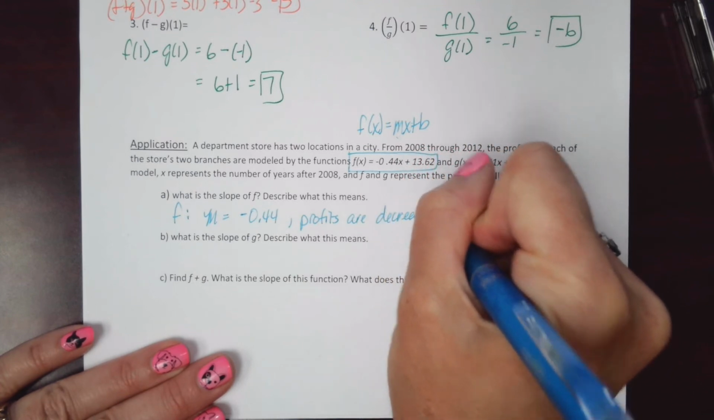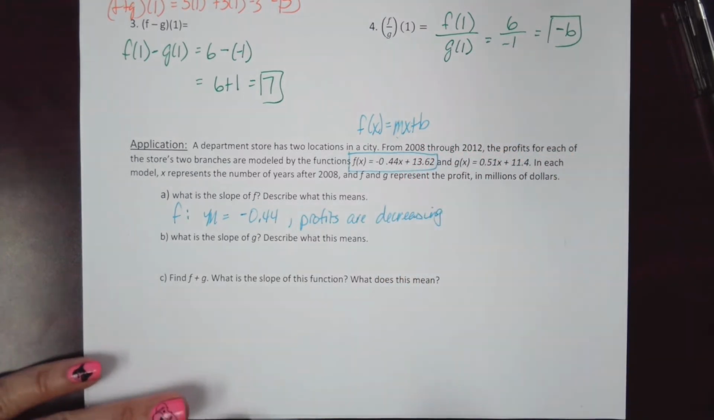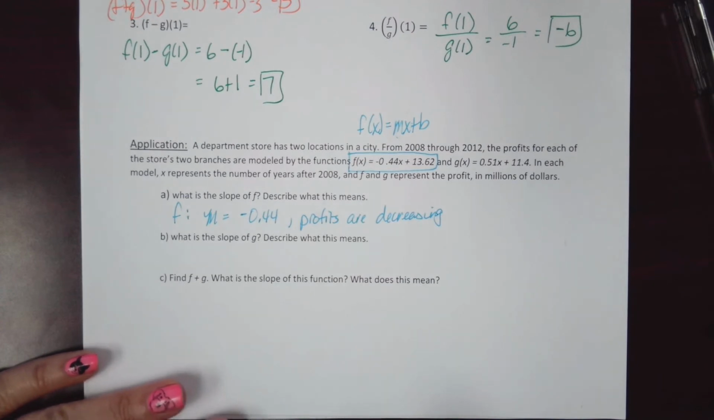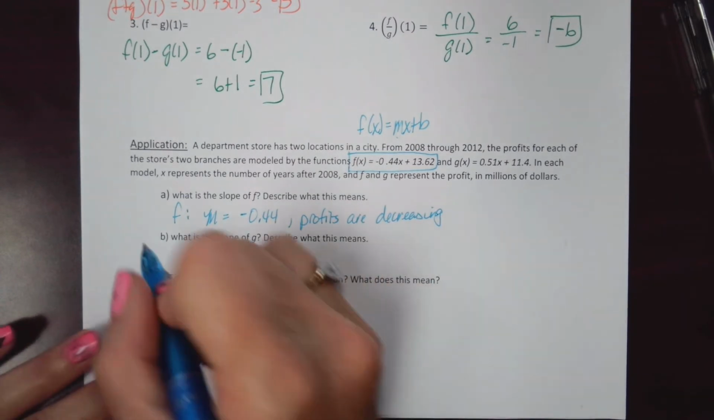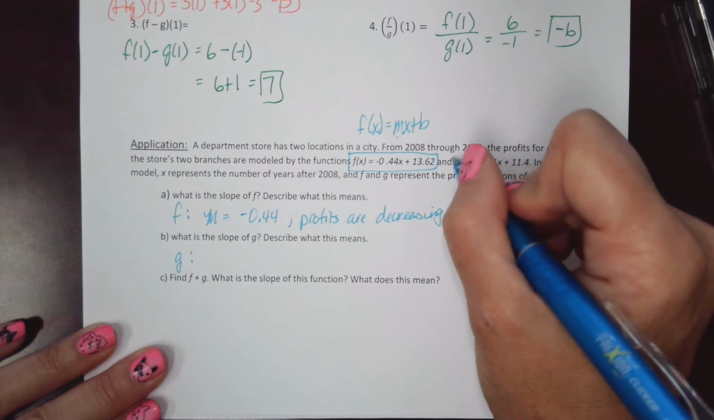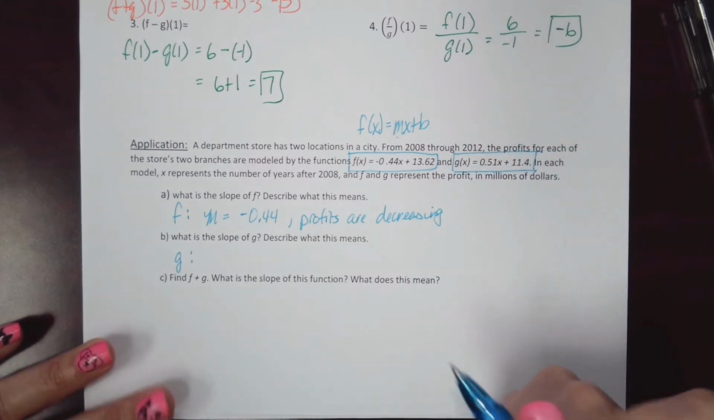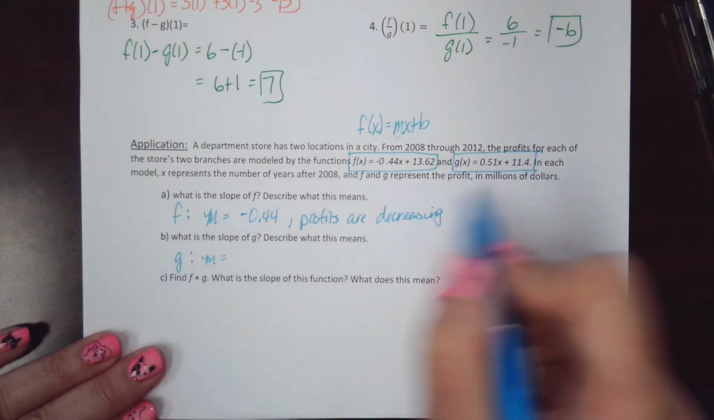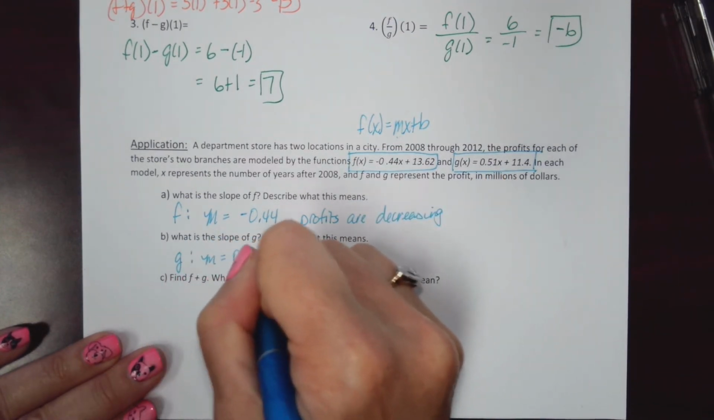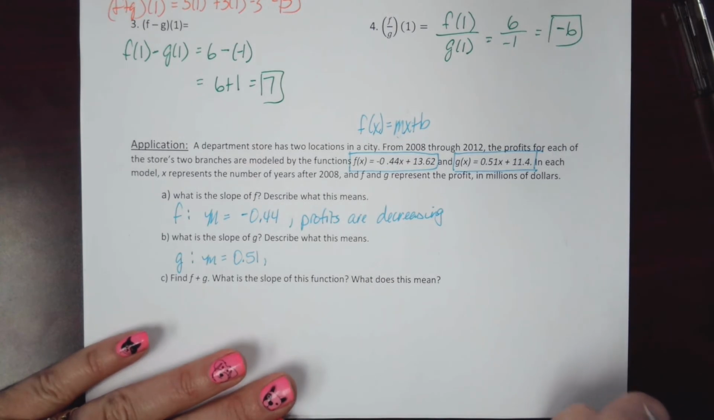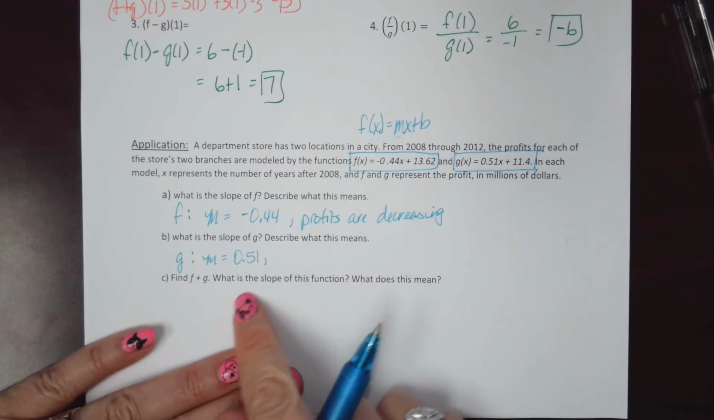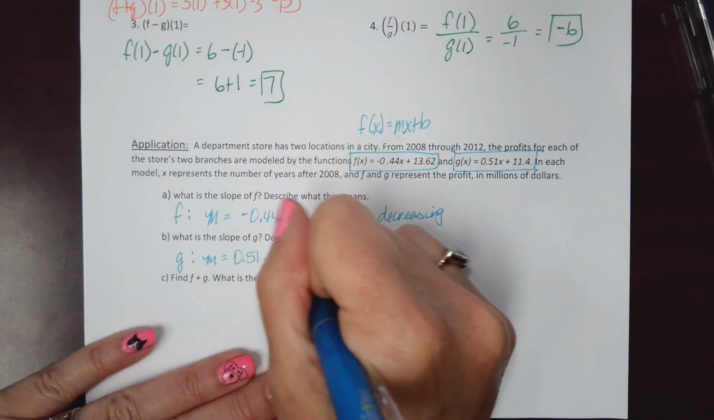So what I make next year is going to be less than what I make this year if my profits are decreasing. And then it asks about function g. So if I look over here, it's in slope-intercept form as well. It's linear. The slope of this line is going to be 0.51. Well, what does that mean about my profits? Well, it means my line is moving in a positive direction, so my profits are increasing.